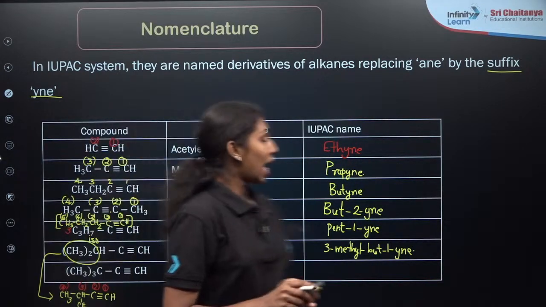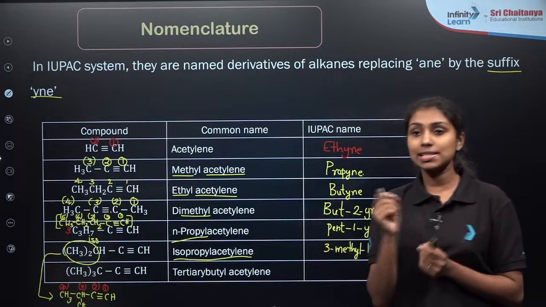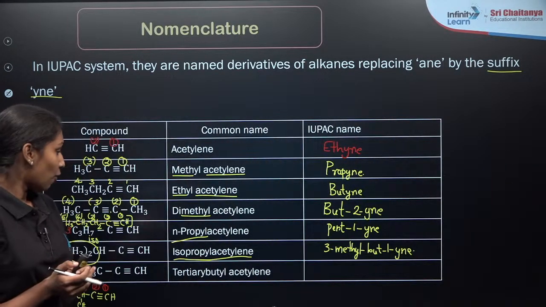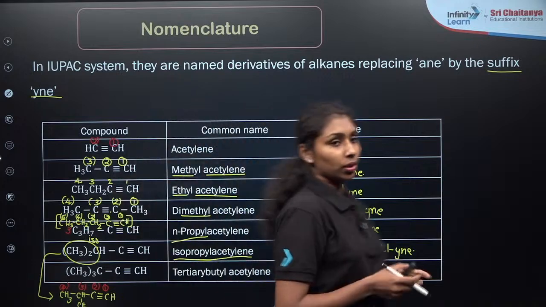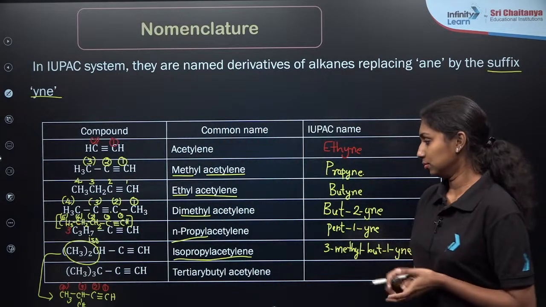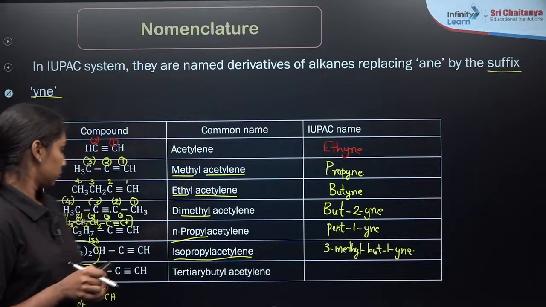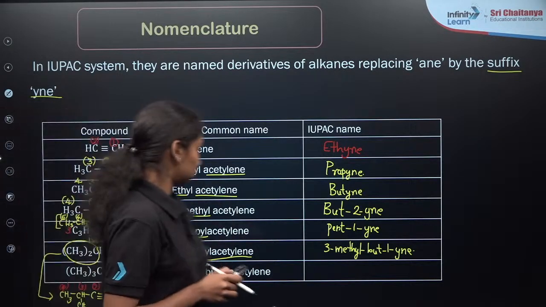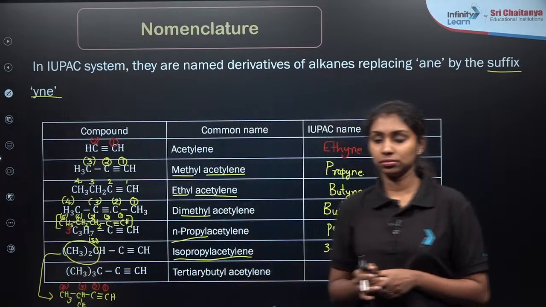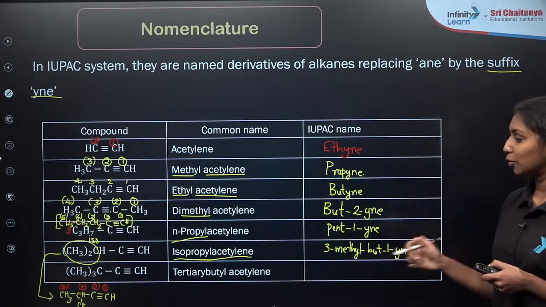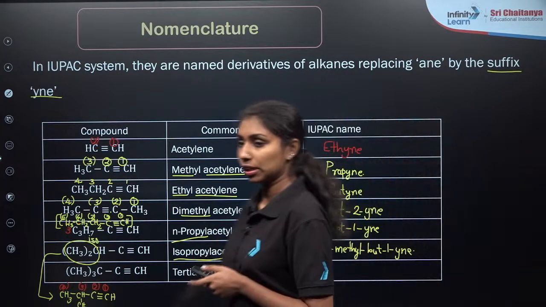Similarly, you can write down the IUPAC name for the last compound also. Just let me know the answer in the comments. For the tertiary butyl acetylene, what will be the IUPAC name? Or otherwise, take it as homework to find out the IUPAC name for this particular compound.